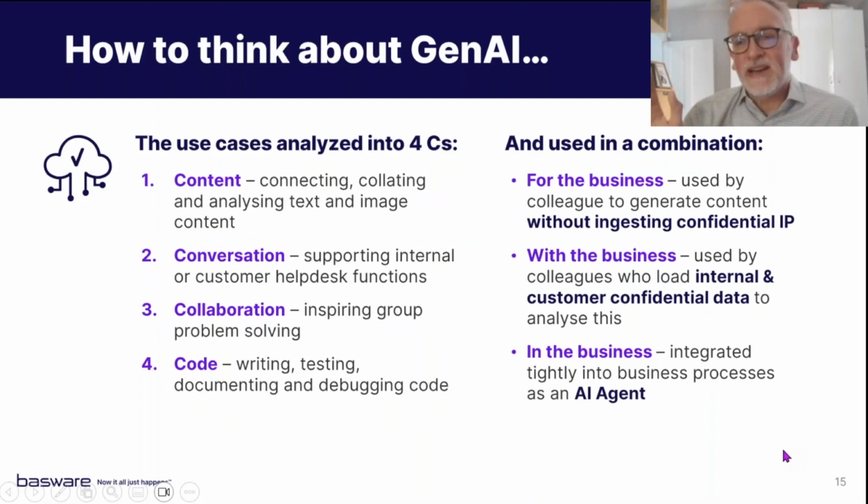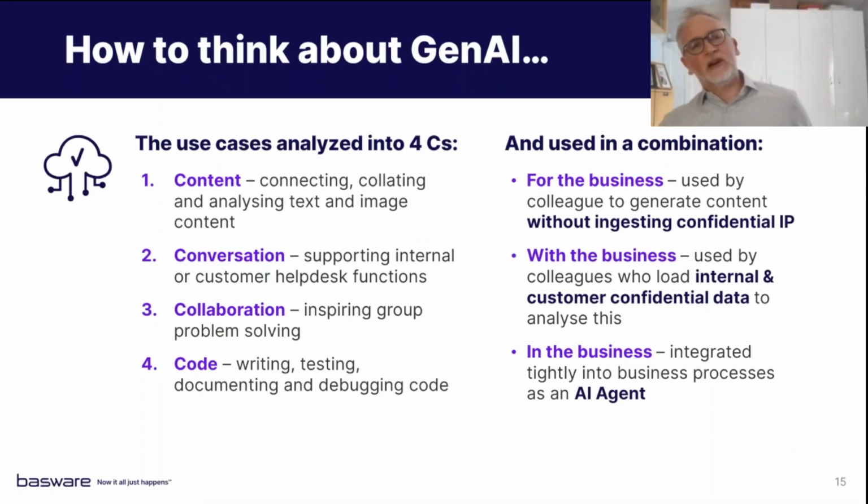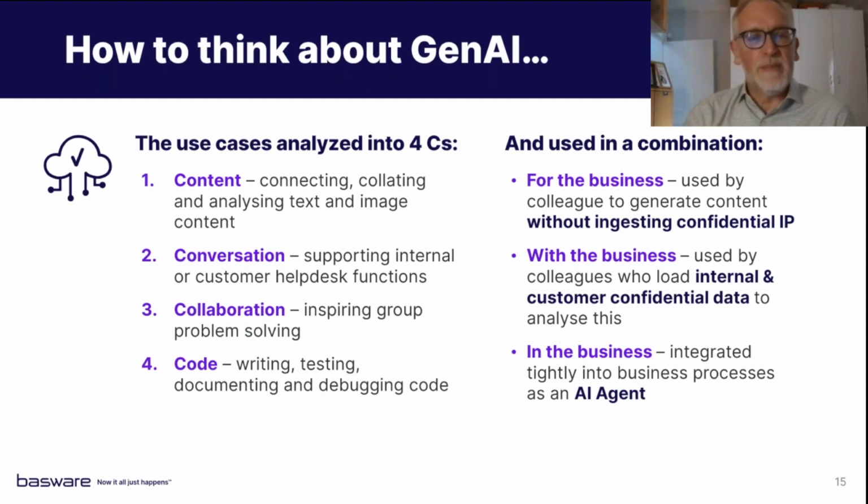But before we get to that, I want to present you with another model about how to think about Gen AI. When you're thinking about how you can use it in your business, what are some of the use cases, and what are some of the contexts in which we're going to apply it? So the 4 C's around use cases are content, conversation, collaboration, and code. Try and remember those 4 C's: content, conversation, collaboration, and code.